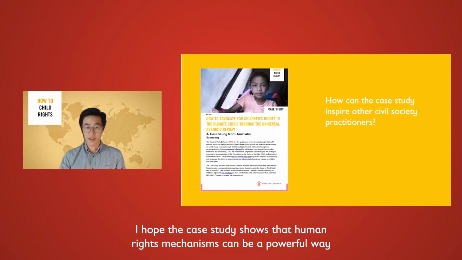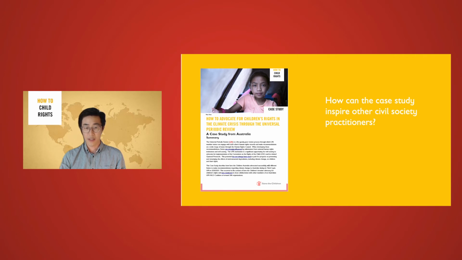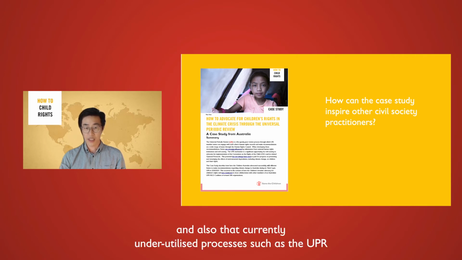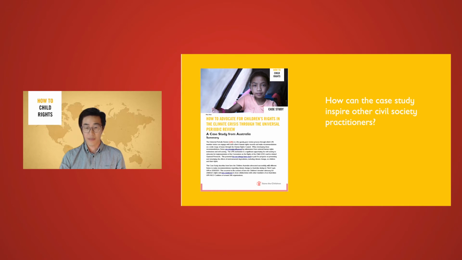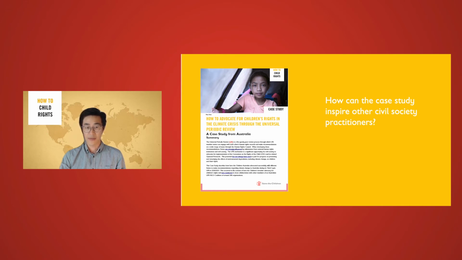How can the case study inspire other civil society practitioners? I hope the case study shows that human rights mechanisms can be a powerful way to create positive change for children's rights and on climate change, and also that currently underutilised processes such as the UPR have a real potential to encourage changes in national policy.